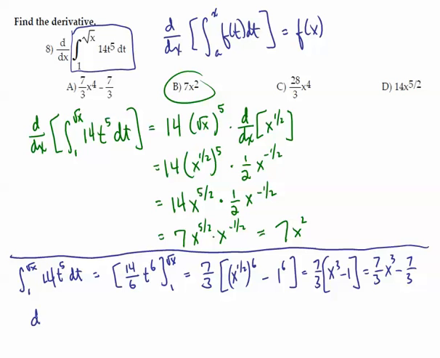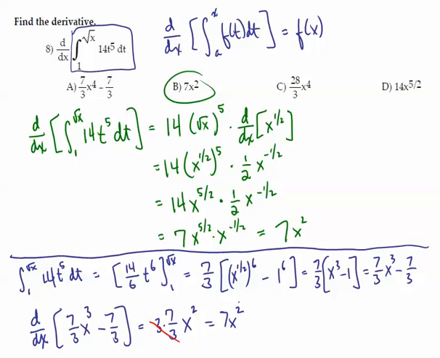So let me go ahead and take the derivative with respect to x of 7/3 x to the third minus 7/3. And so what happens here, we are going to bring down the 3, multiply it by 7/3. So 3 times 7/3. Now reduce the exponent, and the derivative of negative 7/3 is just 0. So the 3's cancel, and we end up with 7x squared, which is the same answer that we had using the other method.